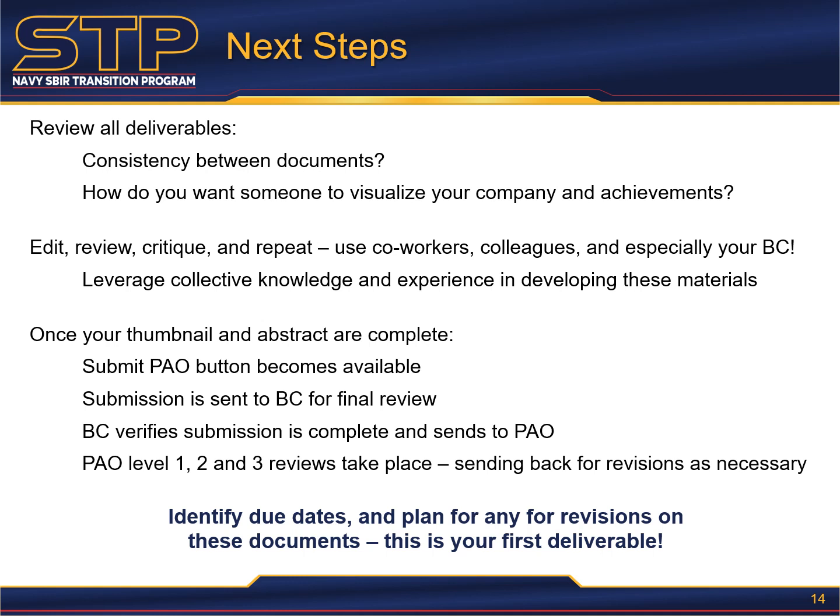When you're ready to submit all of your documentation, you'll have an additional button appear to submit the documents for PAO review, which sends them to the BC for one last internal check. After the consultant approves of the final product, your drafts get sent to the PAO for a 3-tiered evaluation. Anticipate that there may be revisions needed, and if they are, make those as soon as possible to continue the process. Give yourself enough time to do all of this before the program deadline. Thumbnails and abstracts will be the first deliverables you'll have to produce.